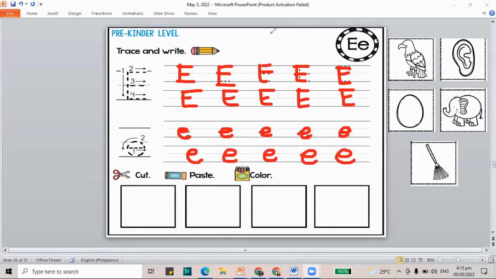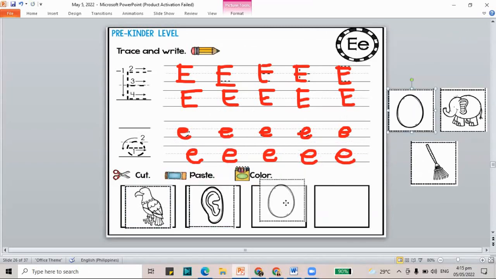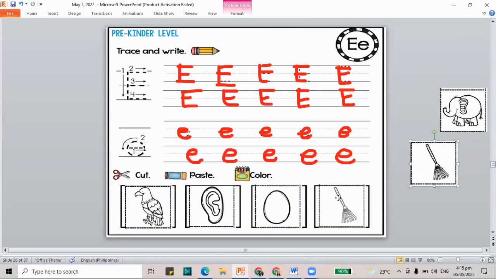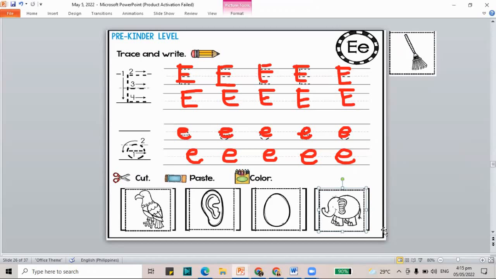How about for the things that go in E? E is for the eagle. Paste it. E is for the ear. E is for the egg. E is for the rake? No, rake doesn't go in E. It's for R. And is E for the elephant? Yes. Remember, rake. You use the rake to pile up the leaves together.